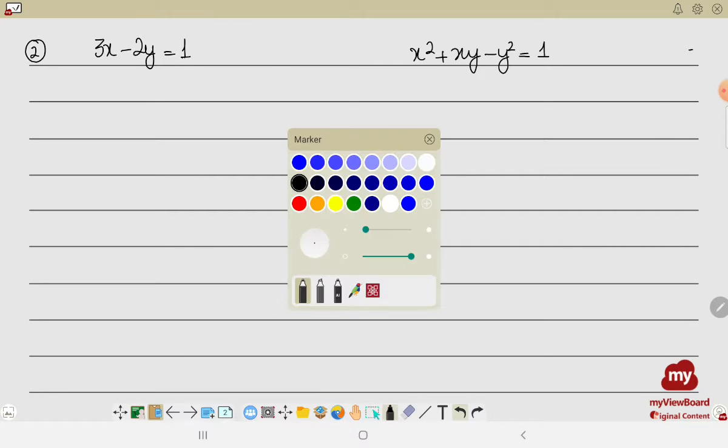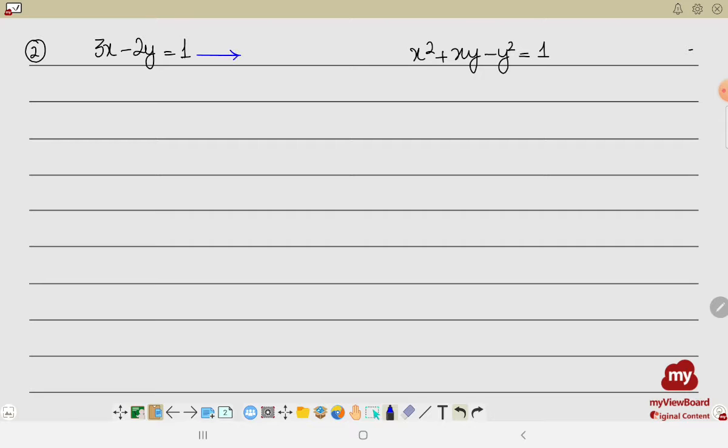Second question. 3x minus 2y equals 1 and x squared plus xy minus y squared equals 1. So what we are going to do first, we'll just give numbers to these two equations, and then from equation number 1 we'll make one variable the subject of the equation. Let's make x the subject again. It becomes x equals 1 plus 2y divided by 3.